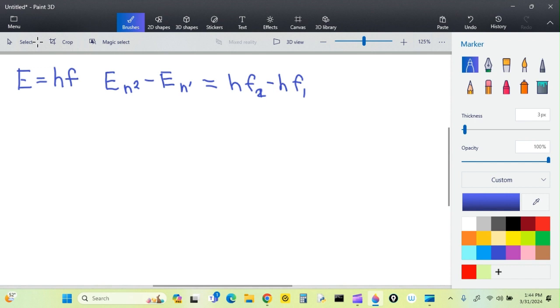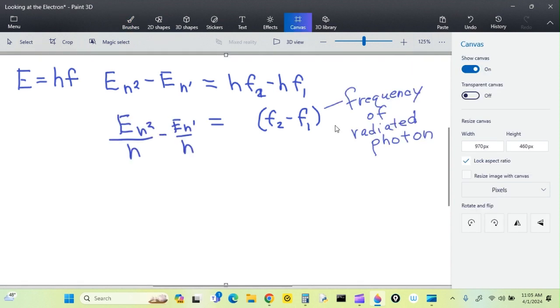So how do we relate to that? Well, we can relate to that and call it h times (f2 minus f1). These are differences in frequencies that occur. Before I go on, let's look at this.